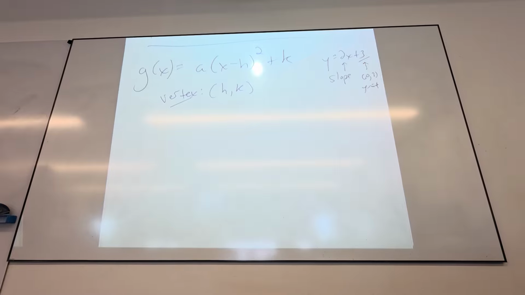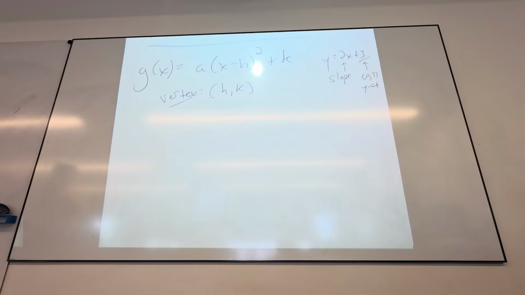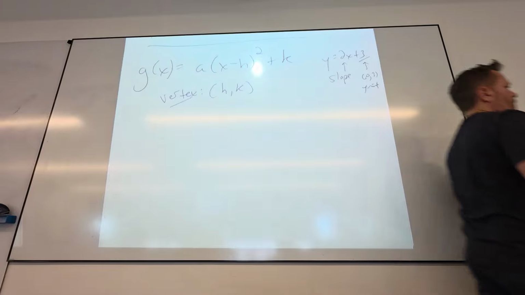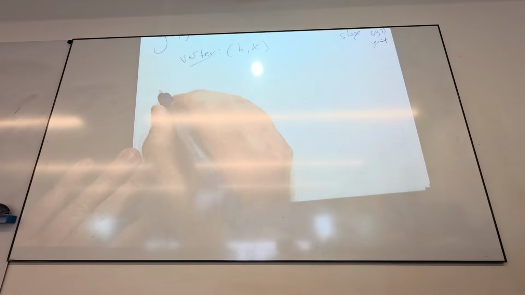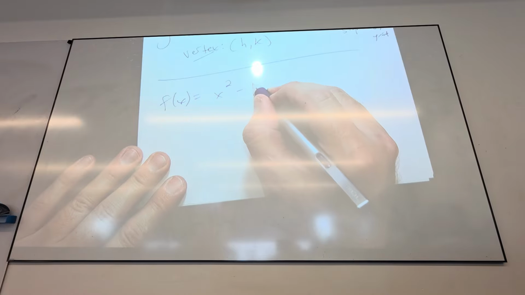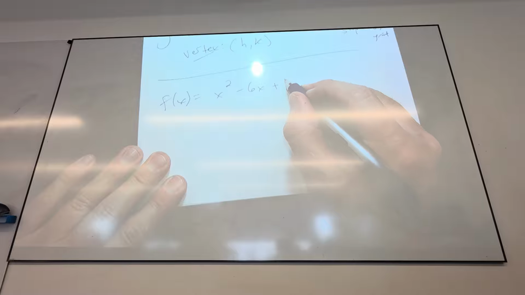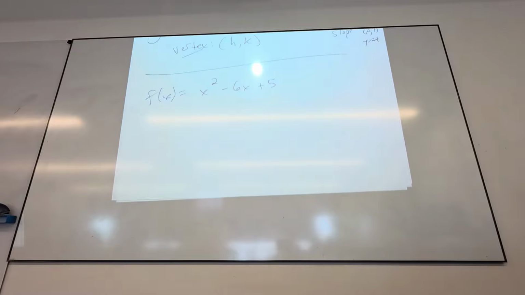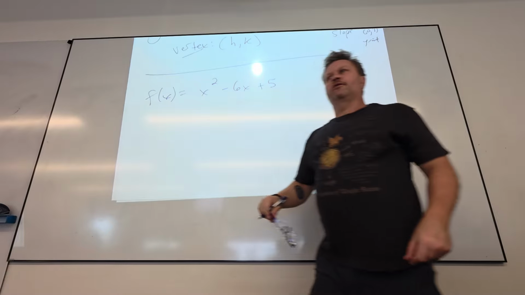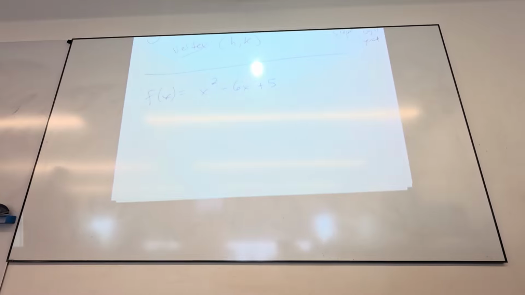Do you see how important, just like putting a line into mx plus b form, this is the same importance. So let me show you what I mean. If I give you this, is this quadratic? Is that quadratic? Yes. Totally. Can you tell me what the vertex is just by looking at it? No. Is it in the right form?